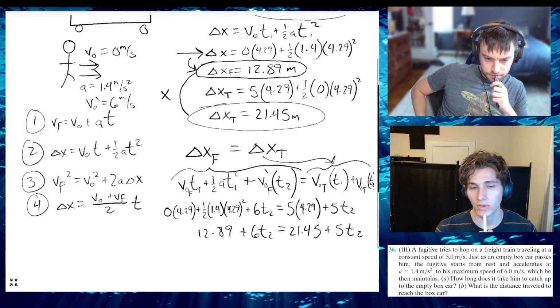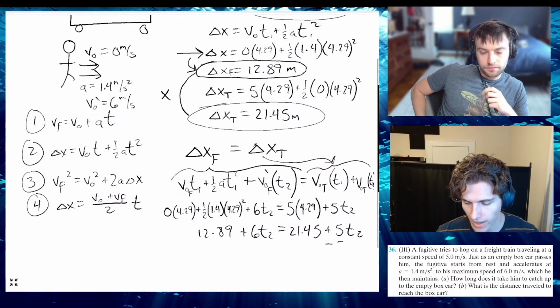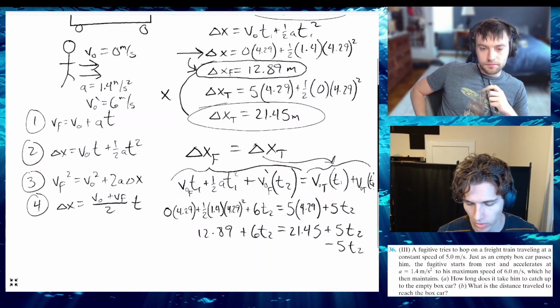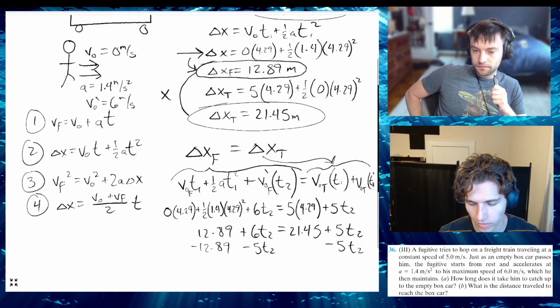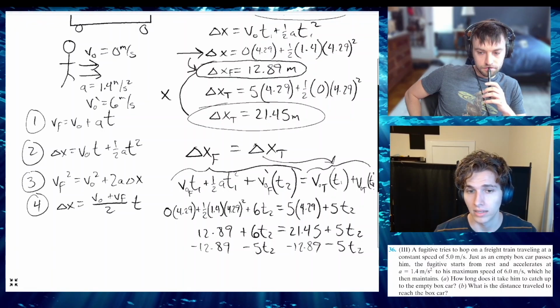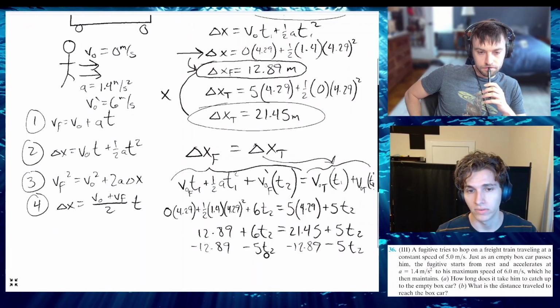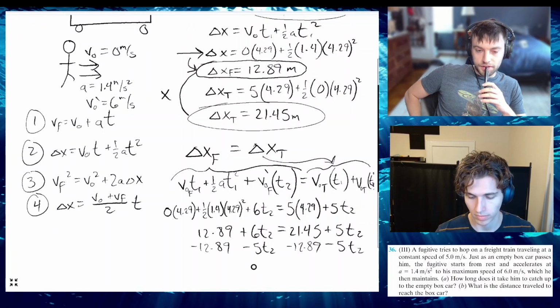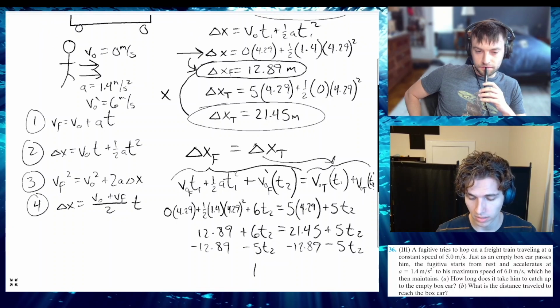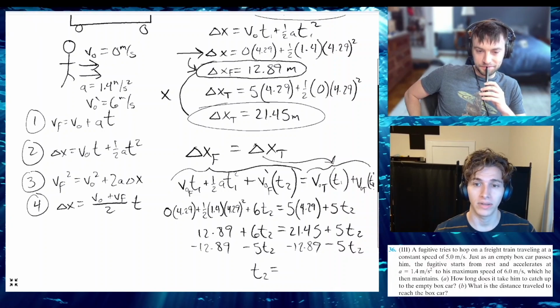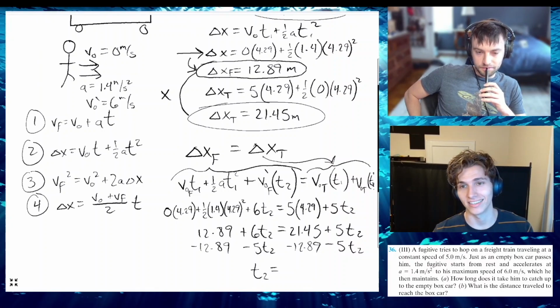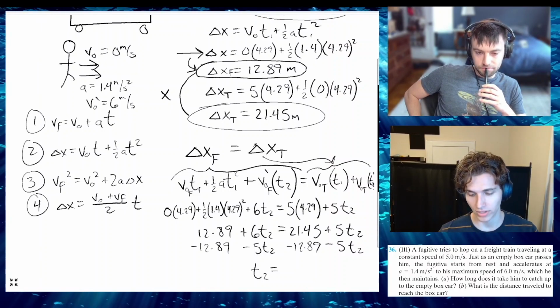It is. I'm going to start by subtracting 5t2 from both sides, and I'll subtract 12.89 from both sides. Okay, 6t2 minus 5t2. What is that going to be equal to? 1t, or just t2. There we go. 6 minus 5 is 1. We isolated it. And this actually worked out really nicely. We don't have to do any division after this.